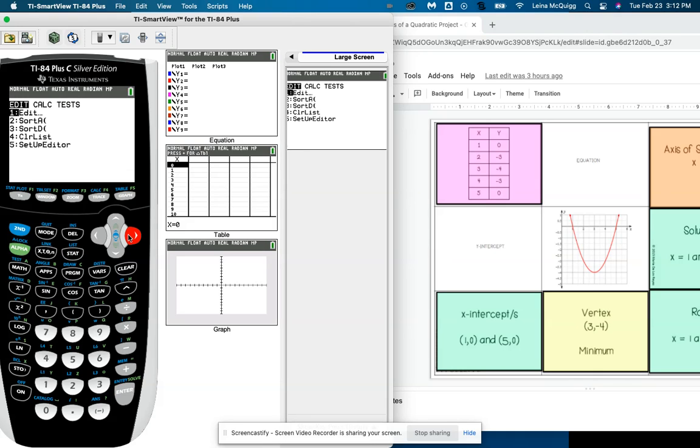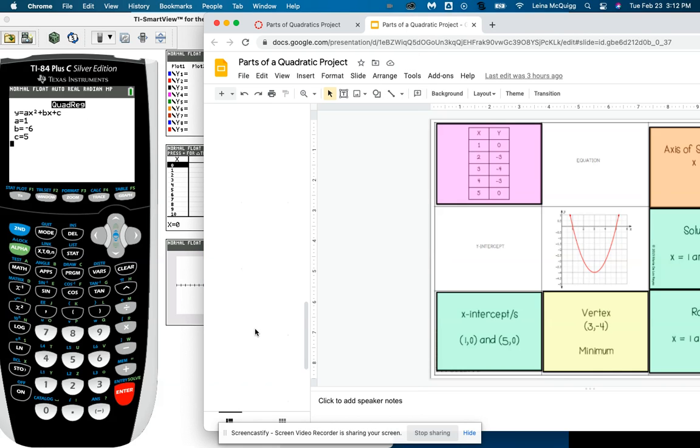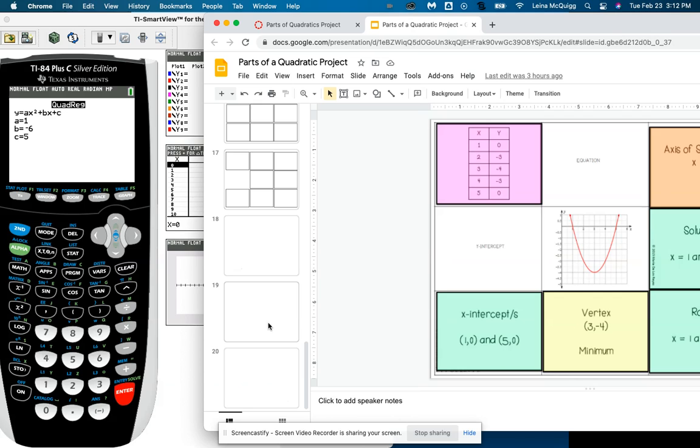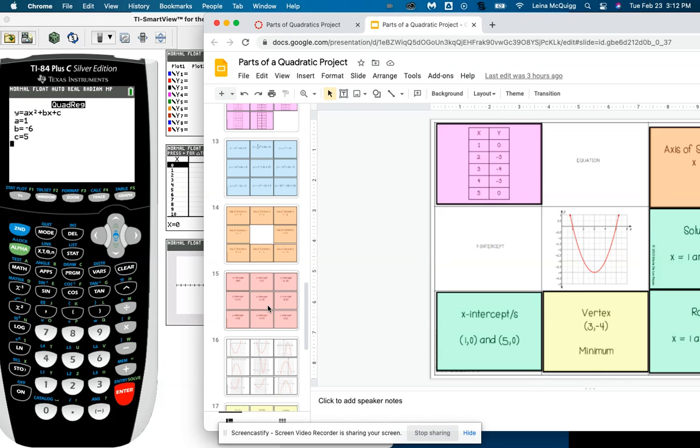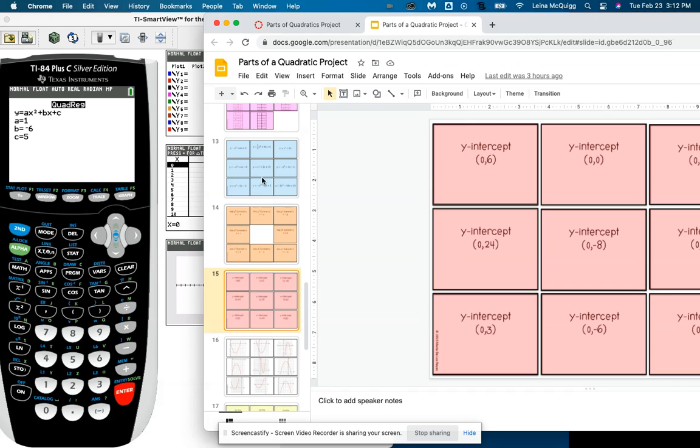And then stat, over to calc. We're doing quad reg. Go down to calculate. And here we go. So we're going to have y equals 1x squared minus 6x plus 5. So I'm going to come over here and look at the equations down here at the bottom. So slide with all the equations. No equations here. Oh, those are the y-intercepts.